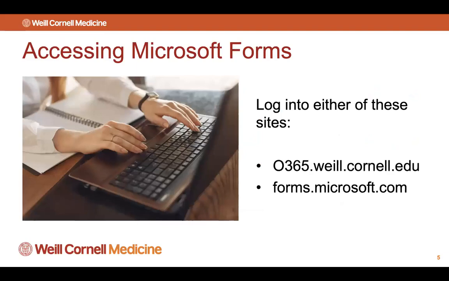So how do you get to Microsoft Forms? You're probably very familiar with one of the ways, which is accessing it through your Office 365 account, o365.wild.cornell.edu. If you click on that upper left corner of your Office 365 dashboard, there's like 9 little squares up there. Forms is actually one of the options. It's been sitting there the whole time and you might not have seen it. So that's one way you can get to it.